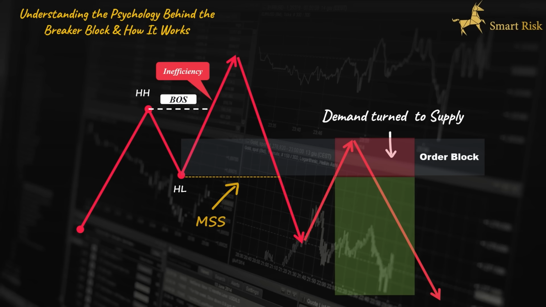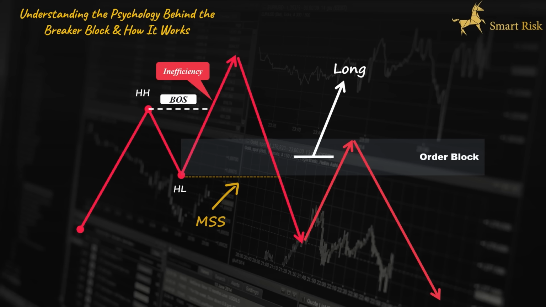The psychology behind the breaker block is that traders who went long from the order block, after the recent market structure shift, are now trapped and expect the price to return to their break-even spot, so they can close their long positions without a loss. Closing a significant amount of buy orders in this specific zone will fill numerous selling orders in a short period, creating massive selling momentum in the market.